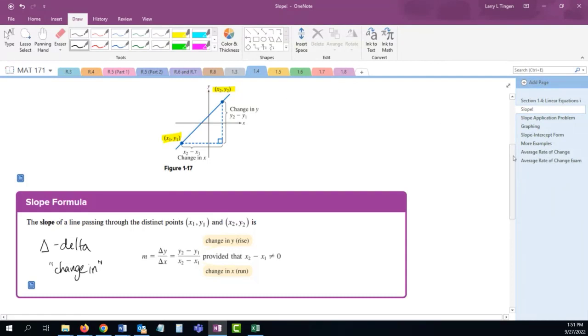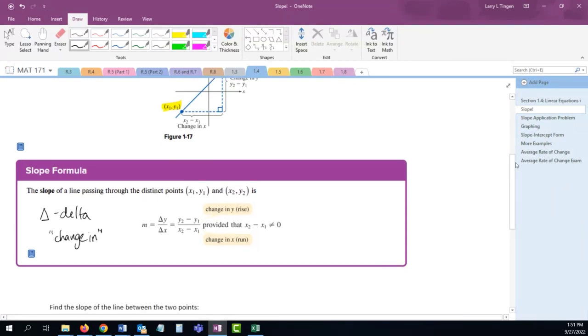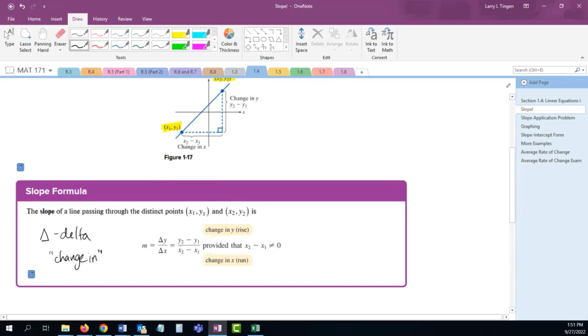How do I figure out how long those vertical and horizontal lines are? I take the y values and I subtract them. I take the x values and I subtract them, and then I divide the results, the differences that I have created. Notice that the points, the x and the y, have subscripts.